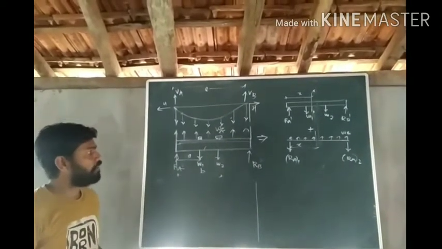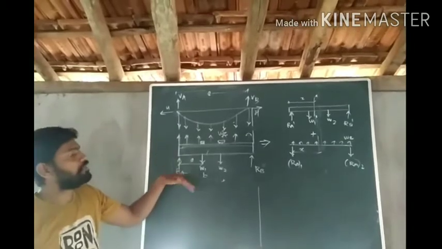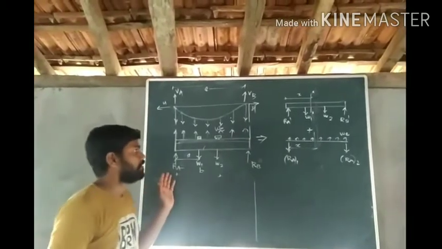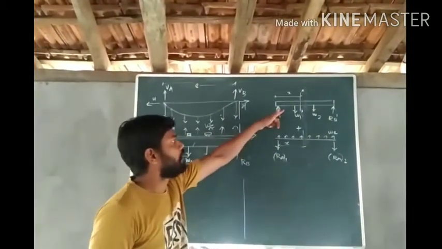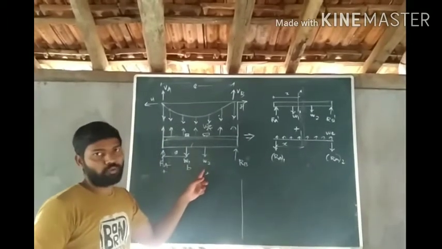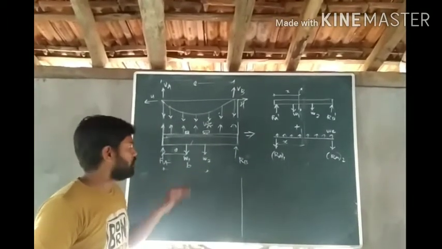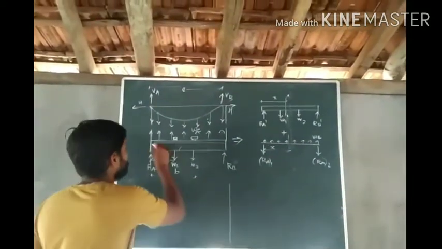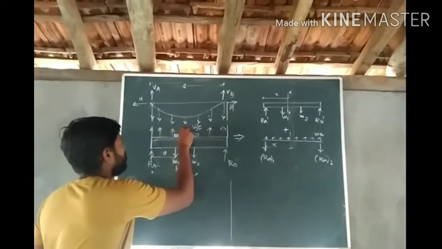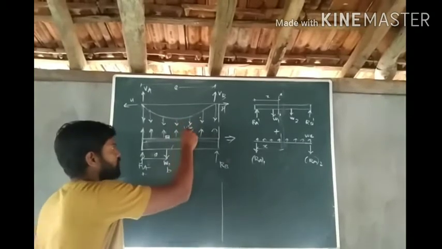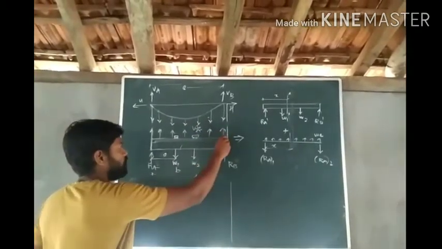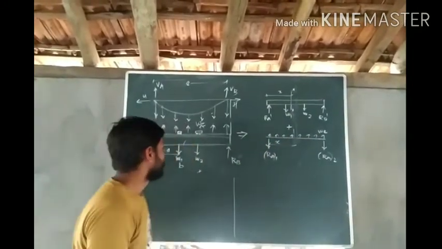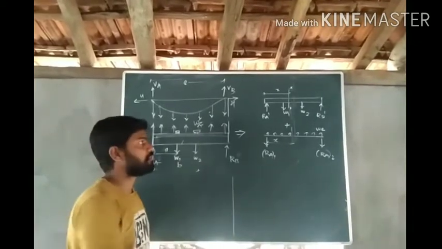Now when I analyze this stiffening girder with load in both directions, upward as well as downward, for the sake of simplicity I will split it into two parts. In one part, I will consider only the downward load, that is W1 and W2, the external load acting on the stiffening girder. In the second case, I will consider only the UDL, that is the load taken by the suspenders, WE. So I consider WE separately, and W1 and W2, the external load, separately.